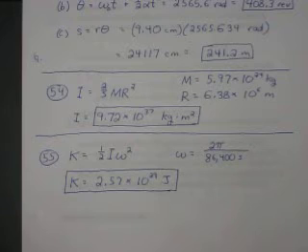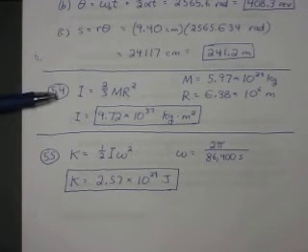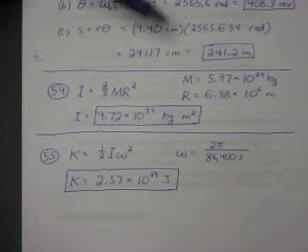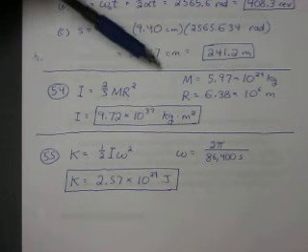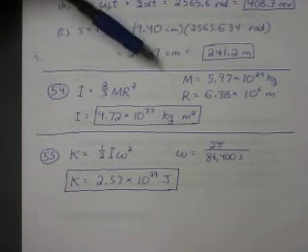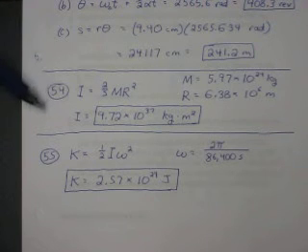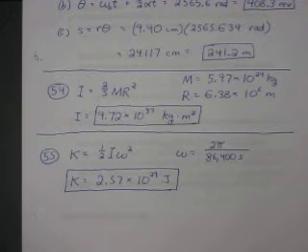Number 54, compute the Earth's rotational inertia. Assume it's a uniform solid ball. So for a uniform solid ball, we have I equals 2/5 mr squared. We look up the mass and the radius of the Earth and plug those numbers in, and we get I equals 9.72 times 10 to the 37th kilograms meters squared.